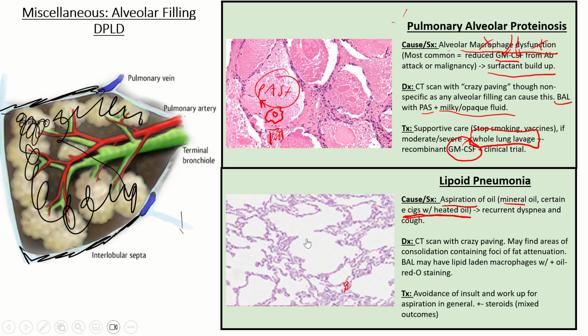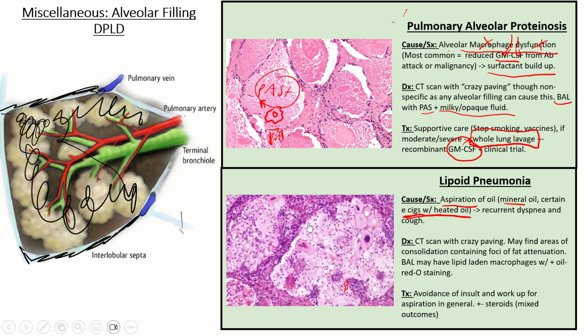And here's a normal alveoli, and what you're going to see, if they do need a biopsy, is basically fat filling or lipids kind of filling those alveolar spaces. And then it may stain positive with red O staining as well. Treatment obviously is going to be avoidance of the insult, workup with aspiration in general. Why are these patients aspirating as well? They may need a modified barium swallow, speech consult, and then plus minus steroids, but it's kind of mixed.